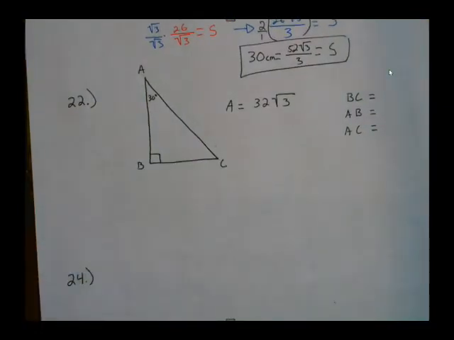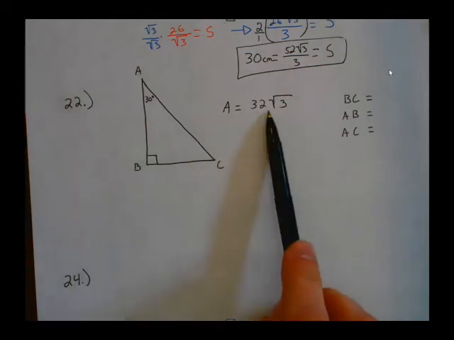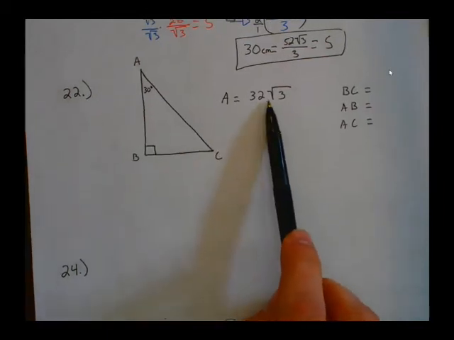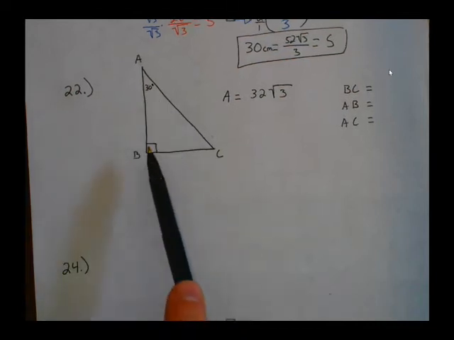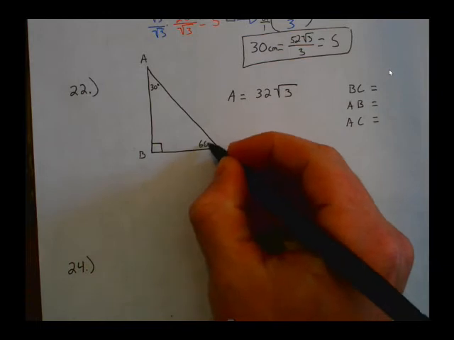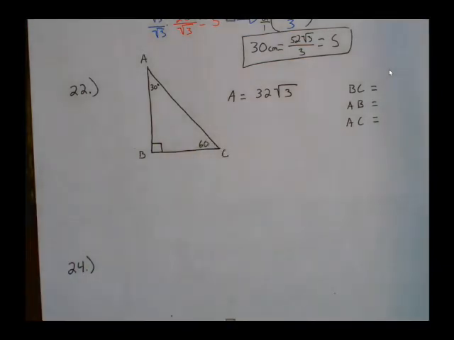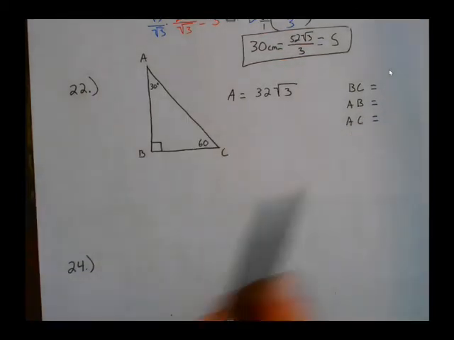And this was a tricky one because it said right triangle ABC has an area of 32 root 3. The measure of angle A is 30, B is 90, which means this one over here has to be 60. So we're dealing with the 30, 60, 90 right triangle. And they want the lengths of BC, AB, and AC. So I got those over here. So we're going to find the lengths of all of these.